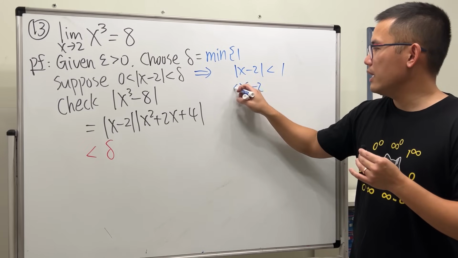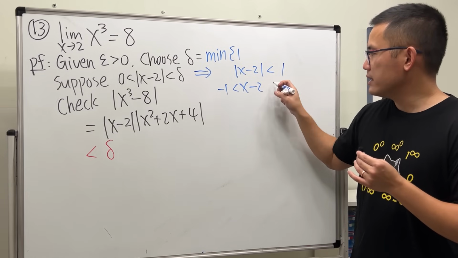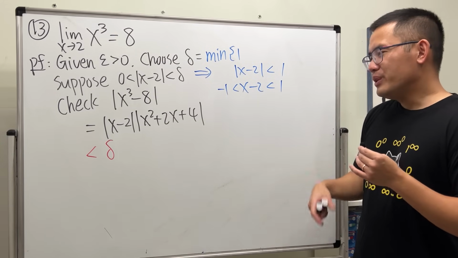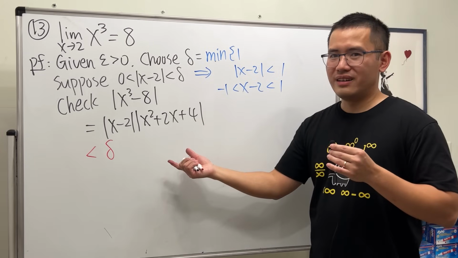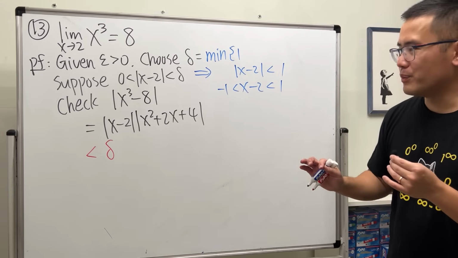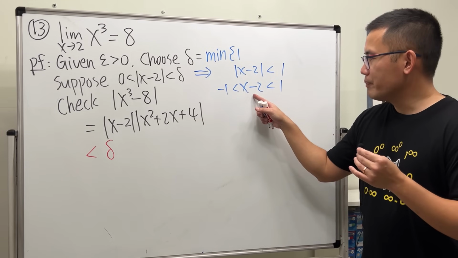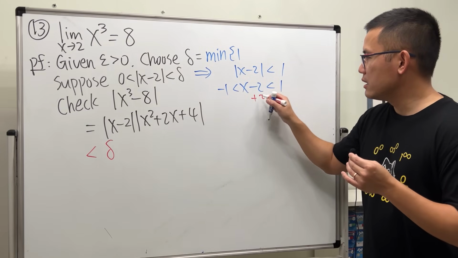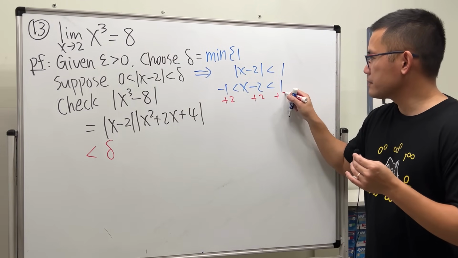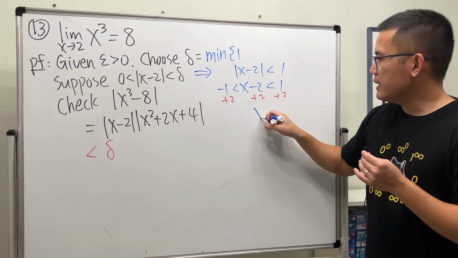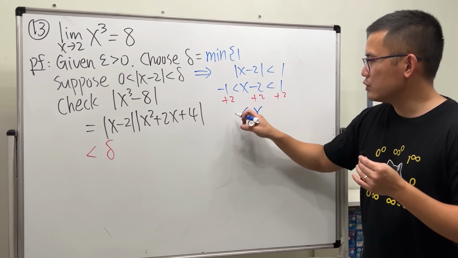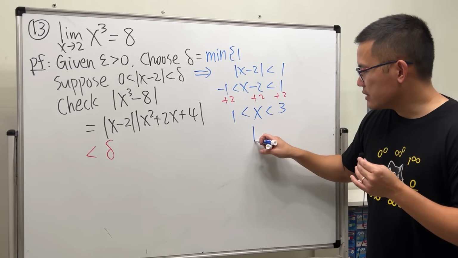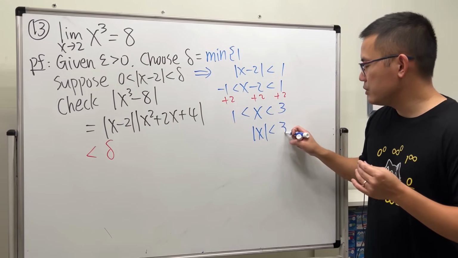Open it, we get x minus 2 in between of negative 1 and 1. And you can think about how you can go from here to here, right? But I want to show you guys a little bit more. I'm just going to bound the x value. I will just add 2 to everybody. Right? Add 2 to everybody. That will give me x in the middle, and then this is 1, and that's 3. With that being said, we can say absolute value of x is less than 3.